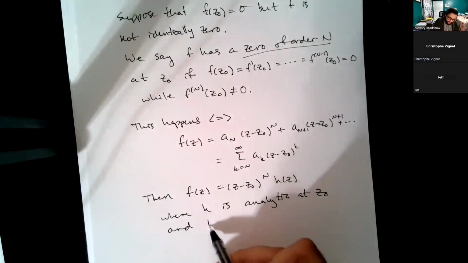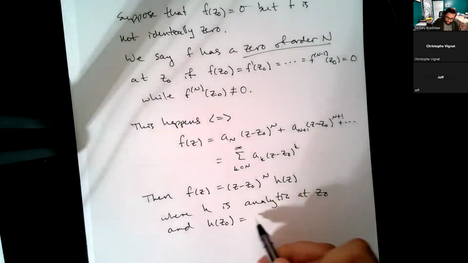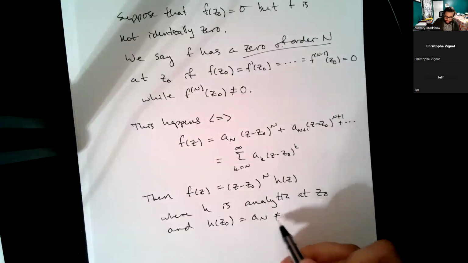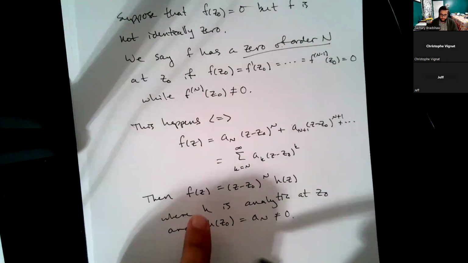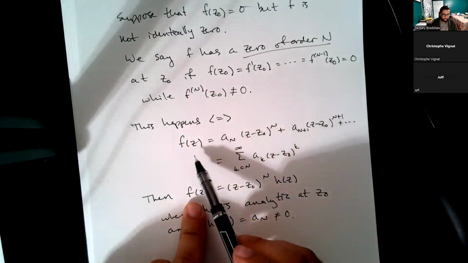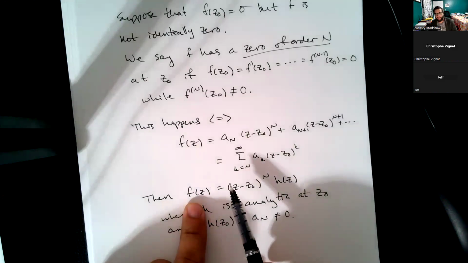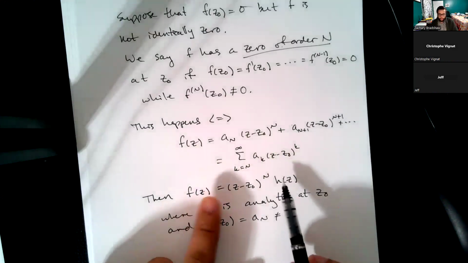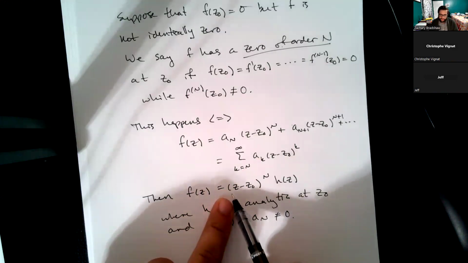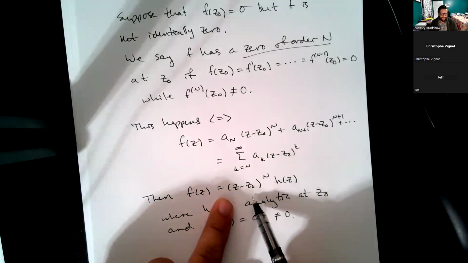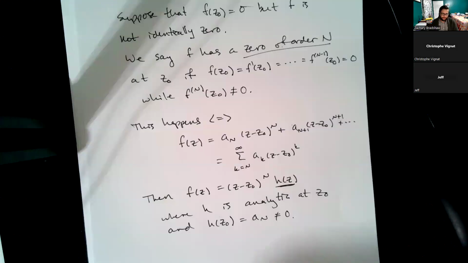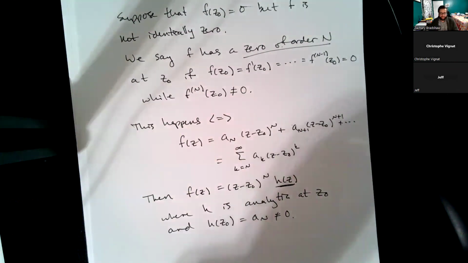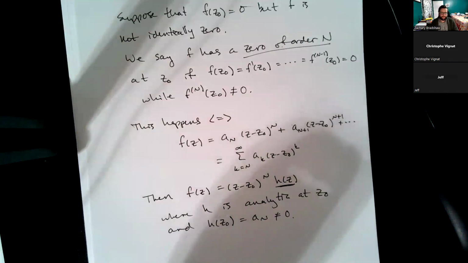And h of z0 is equal to an, which we note is not equal to 0. So the idea is if you have an analytic function that has a 0 of order n, you can pull out those zeros of order n just as factors of z minus z0, just like you would a polynomial. And then what's left is something that does not have a 0 at that point. So this is like the complex analytic function version of the fundamental theorem of algebra.